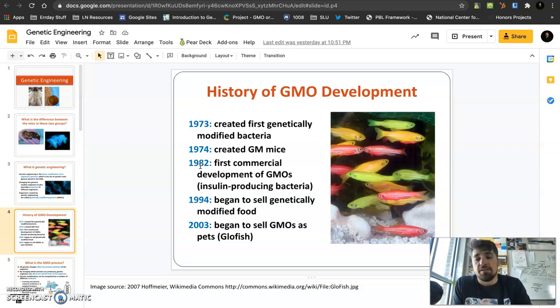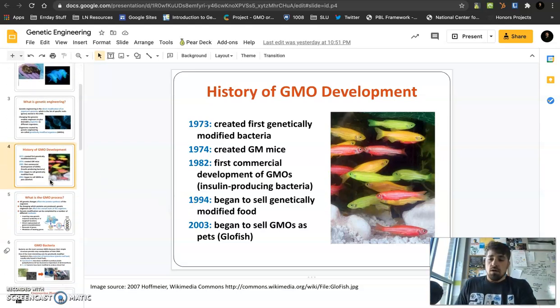In 1994, we began to sell genetically modified food. So a lot of your produce has been genetically modified. And then in 2003, we began to sell GMOs as pets, right? So there's GloFish, little fish like this that are glow in the dark. They're fluorescent, just like we saw in those mice. And so as you see, we've progressively gotten more and more involved in this process of GMOs.